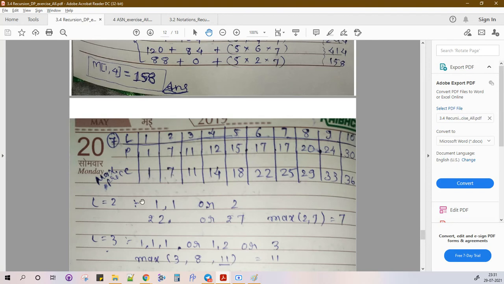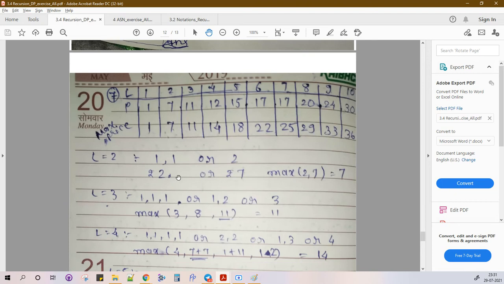If I have a length of 2, what are the cases? 1 and 1, or 2, just two cases. If I take 1 and 1, I will just earn $2. Or if I sell it whole, I'll get 7. So the max is 7.